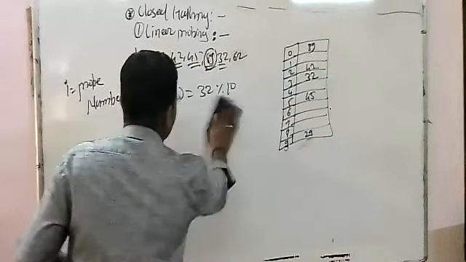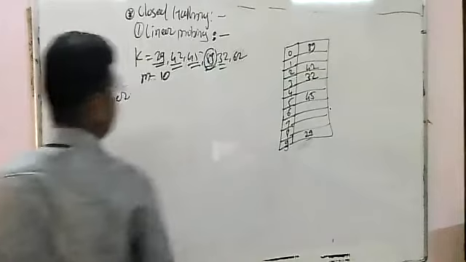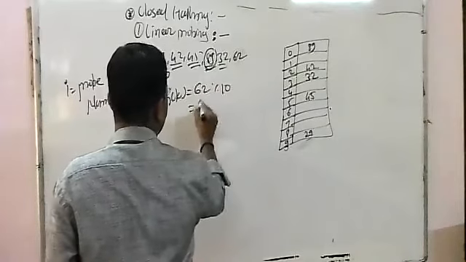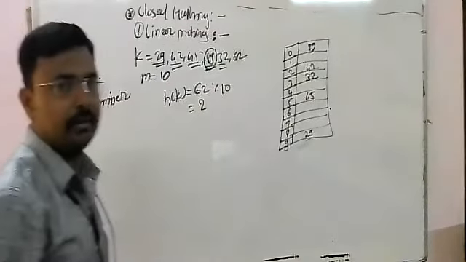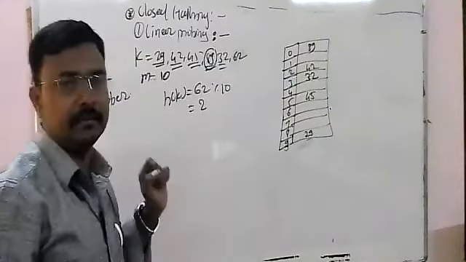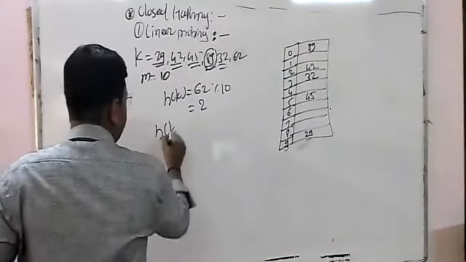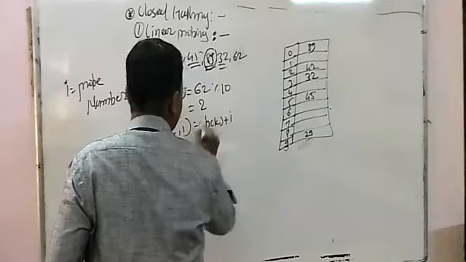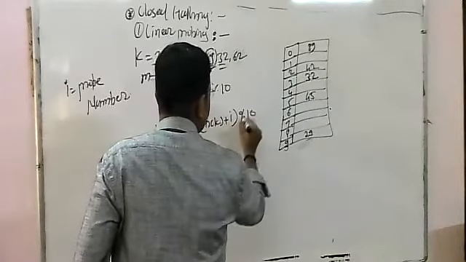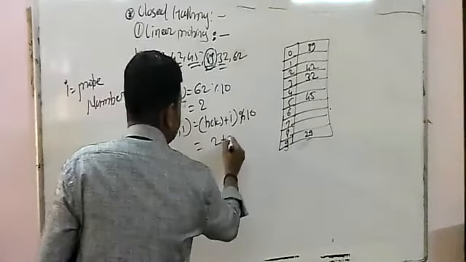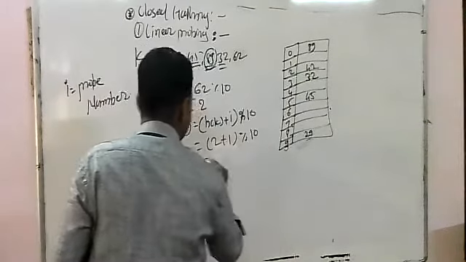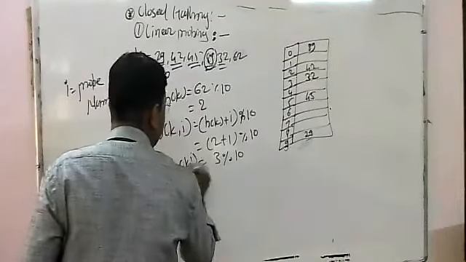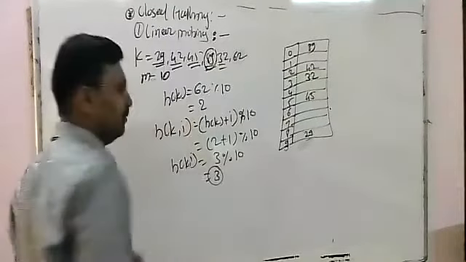Now, for 62, h of k is equal to 62 mod 10, which is equal to 2. Right? The index is already occupied. Now h of k, i is equal to h of k plus i, mod 10. What happened? 2 plus 1, mod 10, is equal to 3 mod 10. So I have to write it at index 3.